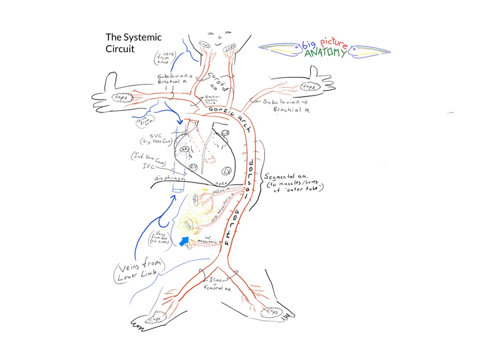That's where that blood gives up its oxygen to all of the tissues and then returns through the veins without any oxygen or low oxygen to the right side of the heart to be pumped out to the lungs. That's the systemic circuit from Big Picture Anatomy.